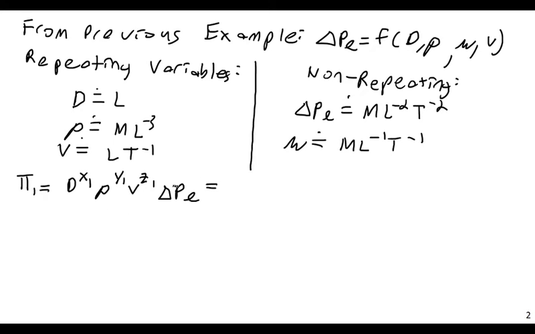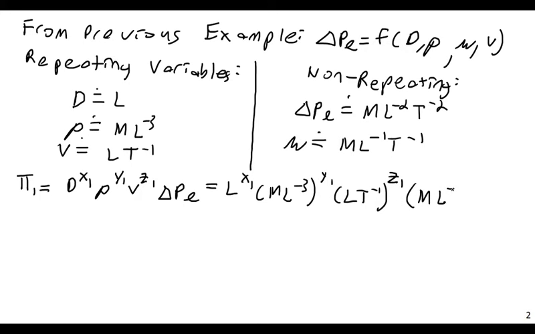However, what happens if I then substitute the dimensions into here? Well, I would get L to the x1, I would get M L to the -3 to the y1, and then when I plug in the velocity, I would get L t to the -1 times the variable z1. Finally, delta PL will just be to the power of 1, which will be M L to the -2 t to the -2.